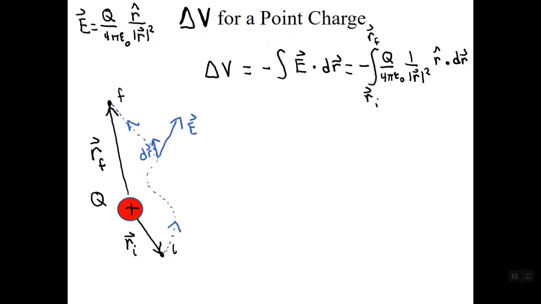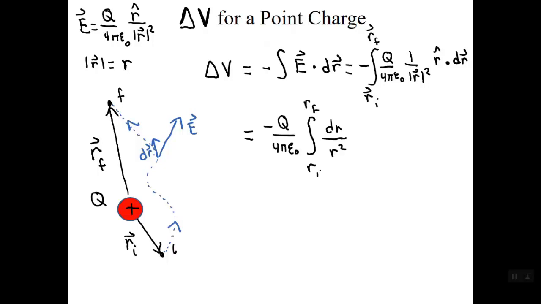Let's unpack this expression. First, let's note that the magnitude of the vector r can be written like this and represents the radial coordinate as measured from the charge, or in other words, the distance from the charge. The scalar product r hat with vector dr ends up just being small changes of that scalar r, which we'll write as dr, no vector symbols.